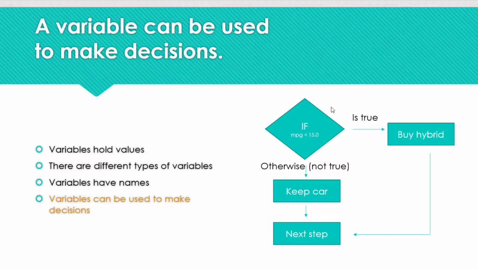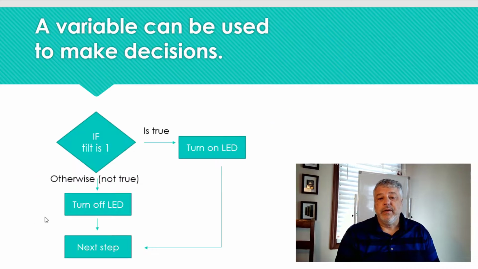This can be expressed with a flow chart. Here we have our if, which is always a diamond. And then you have the condition, in this case, MPG is less than 15. Our statement here is going to say, if you're only getting 15 miles per gallon or less, you should go out and buy a different car to save money on gas. Otherwise, you should keep the car you have. And then in both cases, our program would go on to the next step, which would be the same next step whether we did the buy hybrid or keep car.